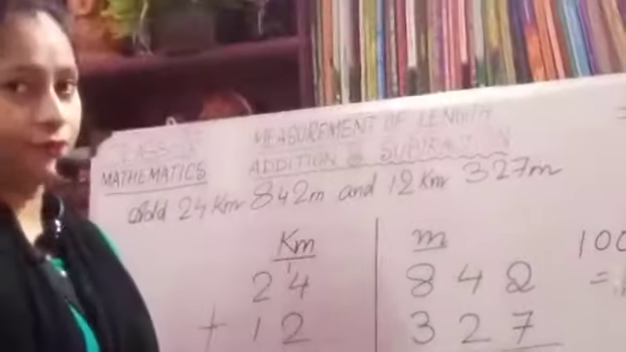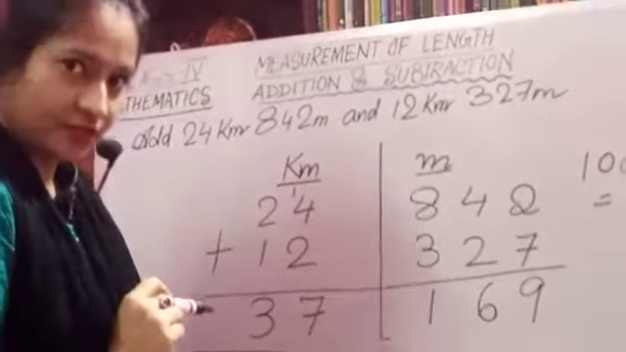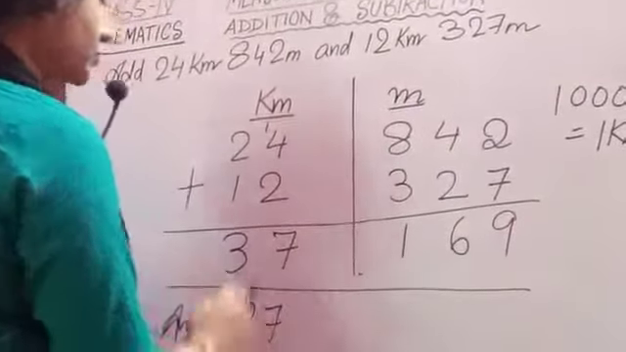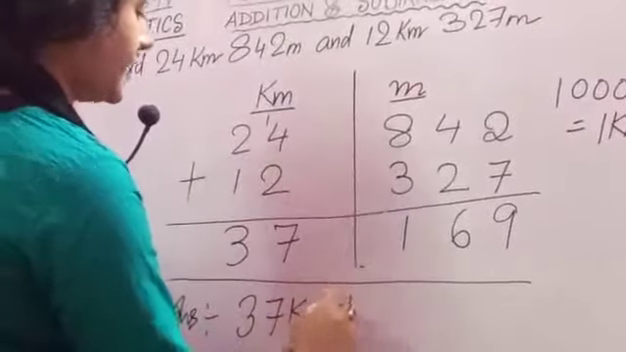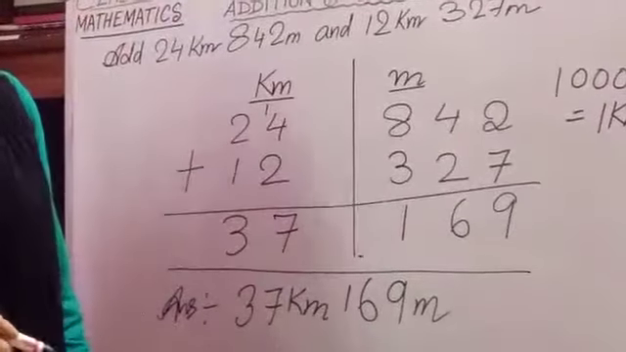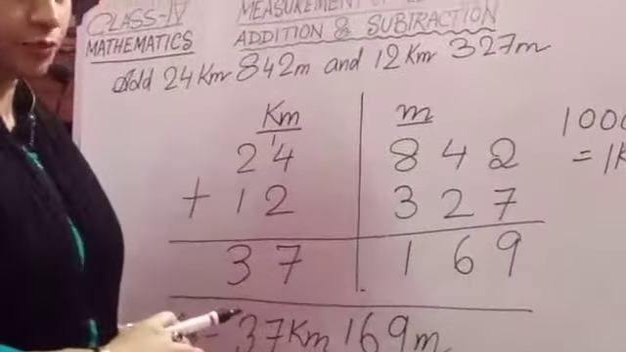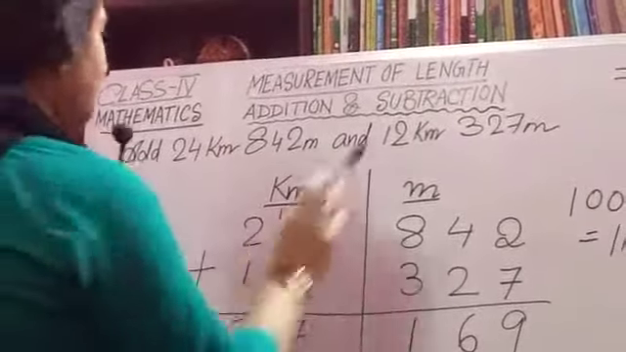You must not forget to mention the units in your answer. They are very important. 37 kilometer and 169 meter. So this is your final answer. I hope you have understood this sum. Now let's move on to our subtraction sum.